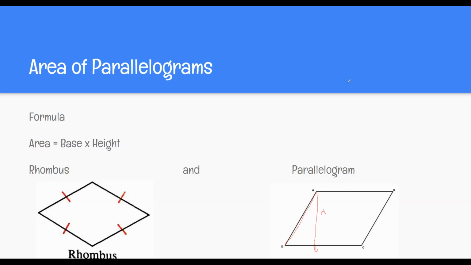Getting into the first example, we're only going to go through 2 of them. It's just multiplying the base and the height together. So as long as you are multiplying, you are most likely doing this correctly.